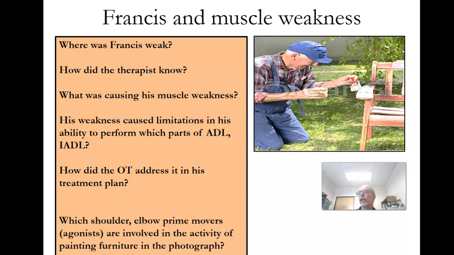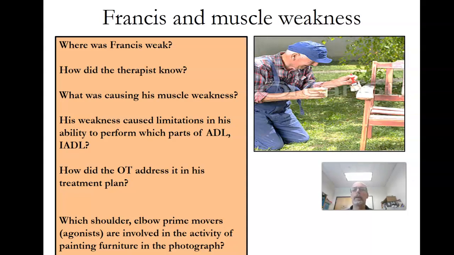So the OT goes in, has a good idea he's going to be weak, and confirms he's weak with testing. Then, okay, what does he want to be able to do? He wants to be safe, stay at home, and do those essential ADLs and IADLs he needs to do. He wants to fix up furniture. You need to get certain key muscles strong for him.